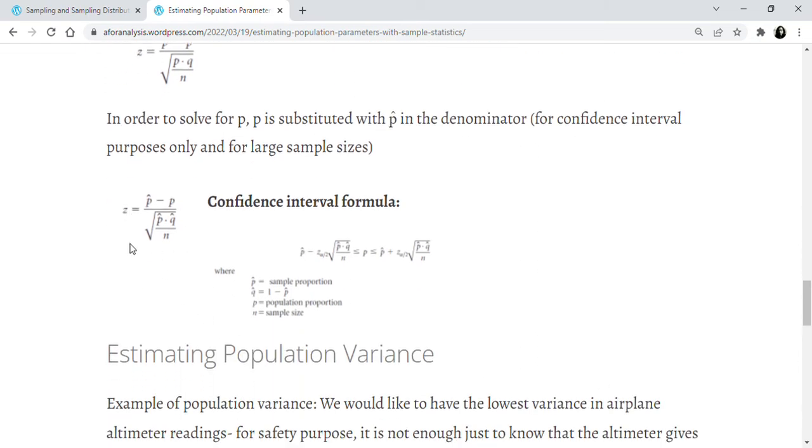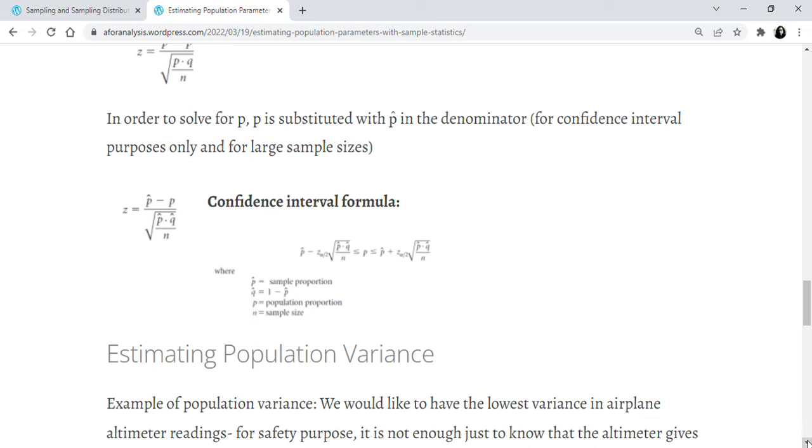As you can see here, we have updated the denominator. We have substituted p and q with p hat and q hat, so that we end up with a formula like this, which is almost similar. So p can have a range between p hat minus z into the root of p hat q hat by n, to the upper limit of p hat plus z into the root of p hat q hat by n. So here also, as you can see, we are using the z-score formula.